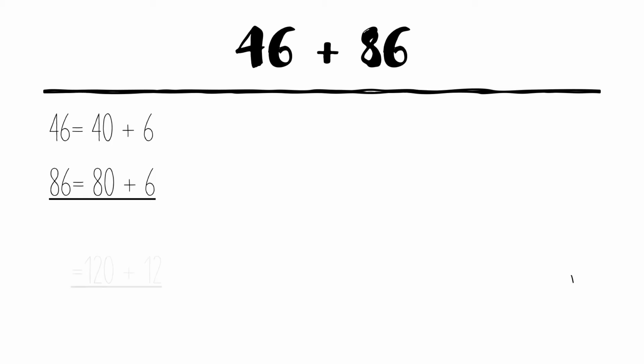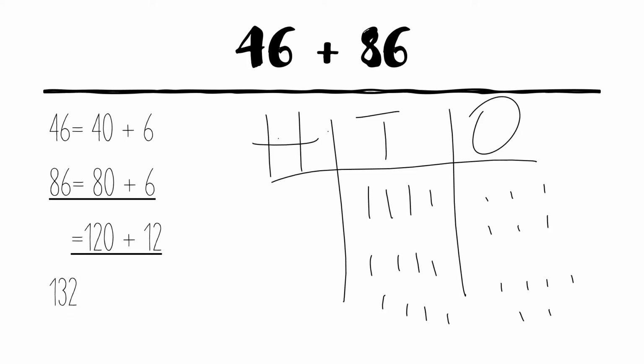Our next step would be to add vertically. 6 plus 6 is 12. 40 plus 80 is 120, giving us a sum of 132.